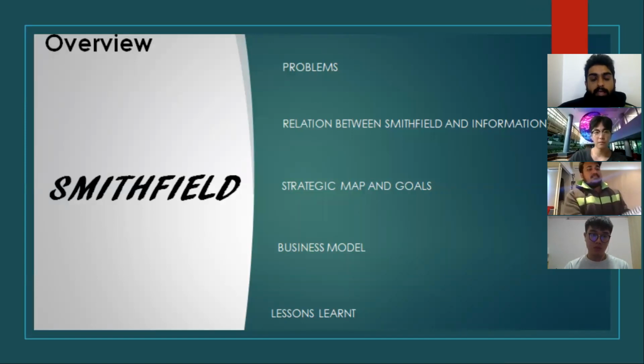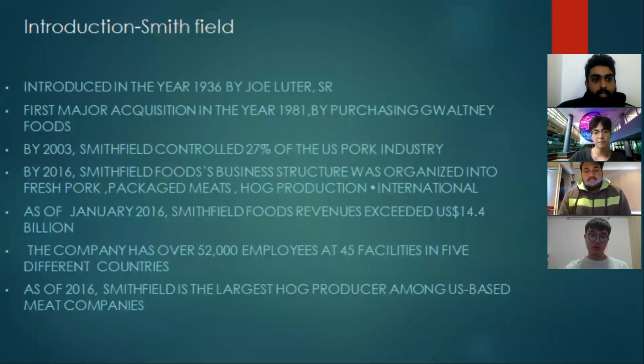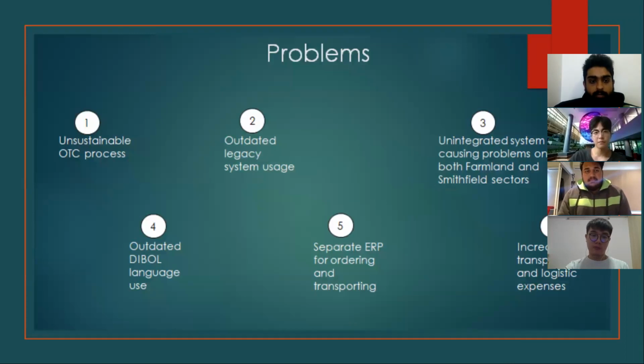So mainly we will be discussing the problems that Smithfield Foods will be facing, the relation between Smithfield and information systems through Foster's 5 model and also Nolan's technique, strategic maps and goals, a business model canvas, and also what we learned from the overall case study. So we could focus on the main problems.